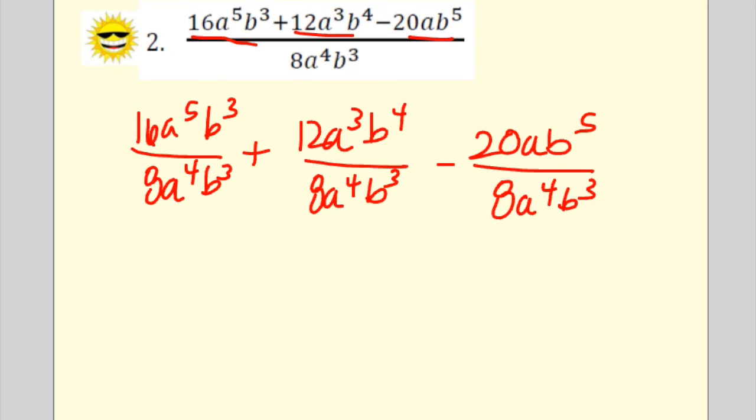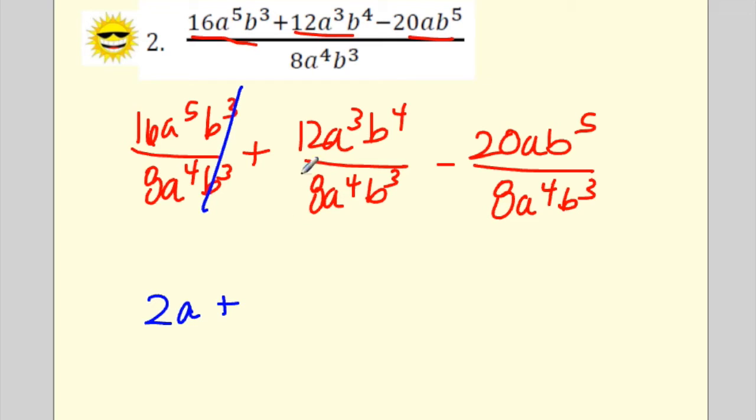And then we just need to simplify. 16 divided by 8 will give us 2. A to the 5th over a to the 4th, so I do 5 minus 4, so I have just a to the 1st, or a. And then my b to the 3rds will cancel.